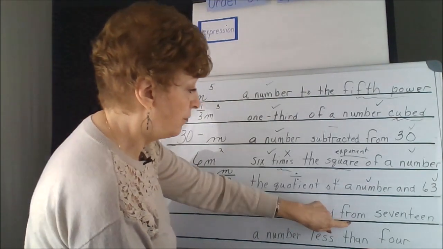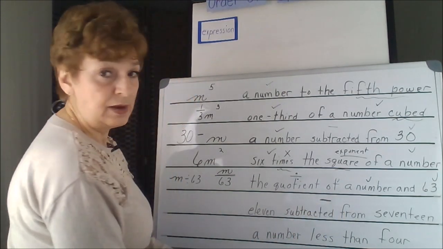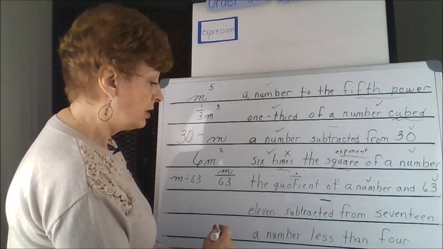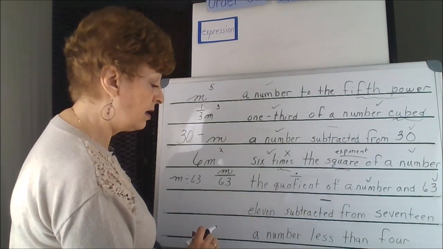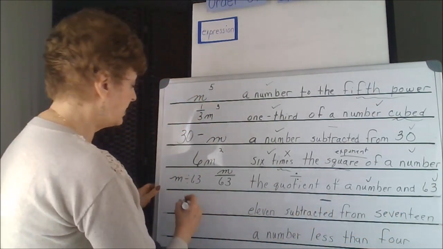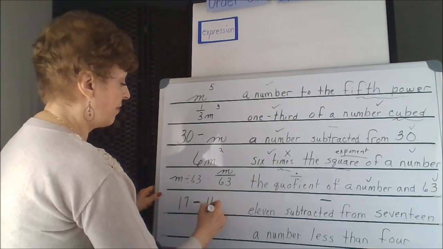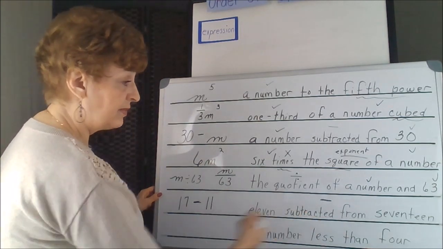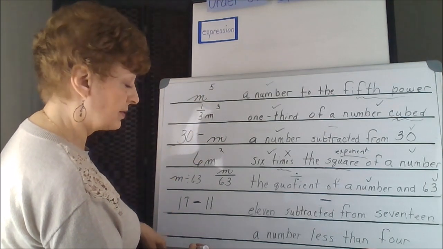11 subtracted from 17. Here's again, we've got this subtraction. You have to be careful of those. What do you start with? Do you start with the 11 and subtract 17 from that? Is that what that's saying? 11 subtracted from. No, we're starting with the 17. And then we're subtracting 11 from that. And that one doesn't even have a variable in it. We didn't have a letter like we had in these others.